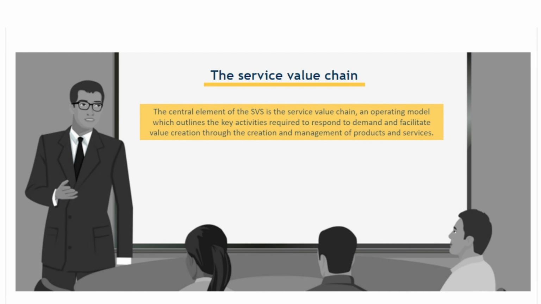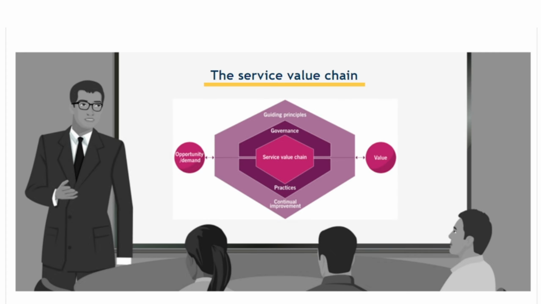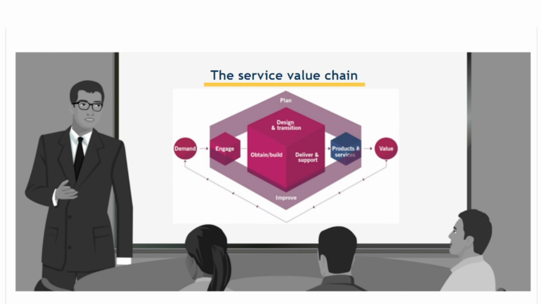The central element of the service value system is the service value chain, an operating model which outlines the key activities required to respond to demand and facilitate value creation through the creation and management of products and services. You might think of this as the engine room of the SVS. This is where all of the action takes place. It contains 6 activities which lead to the creation of products and services and, in turn, value. The 6 value chain activities are plan, improve, engage, design and transition, obtain or build, deliver and support.